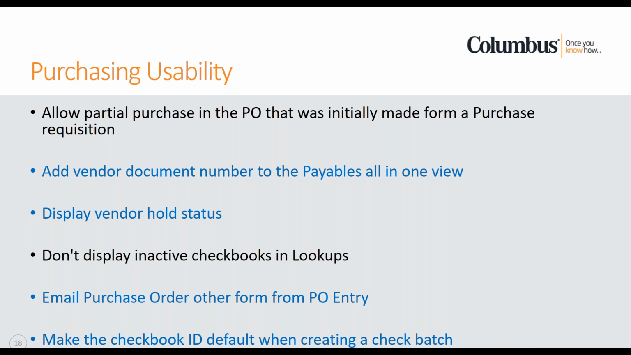If you use purchase orders, so nothing to do with requisitions at this point, but just the core Dynamics GP PO, and you want to email those, you probably know right now you have one option. You can email the PO blank form. In R2, they've added the ability to email the PO other form as well. I'll show you what that new screen looks like.